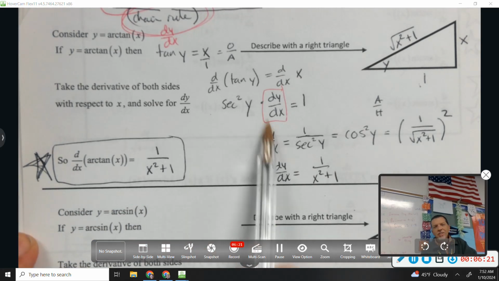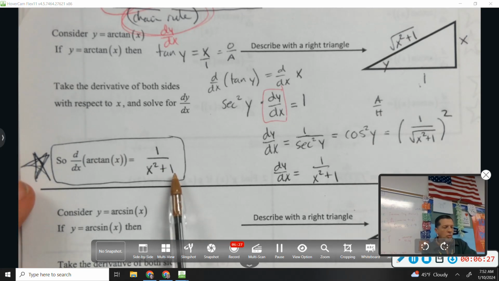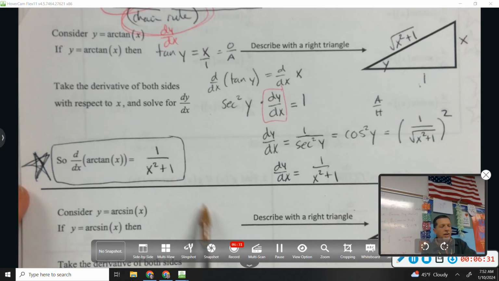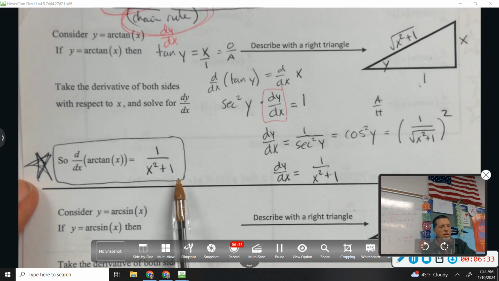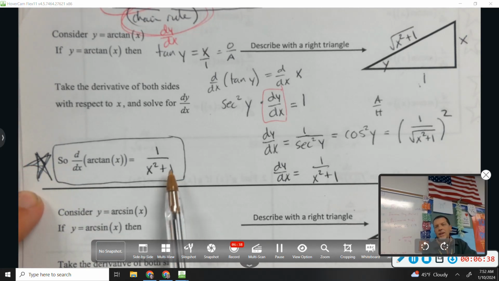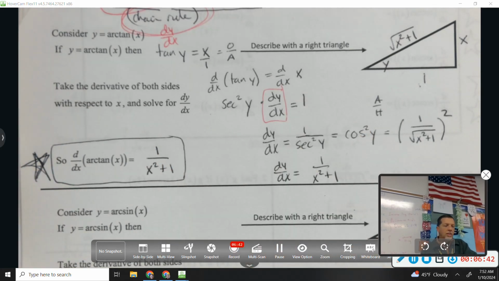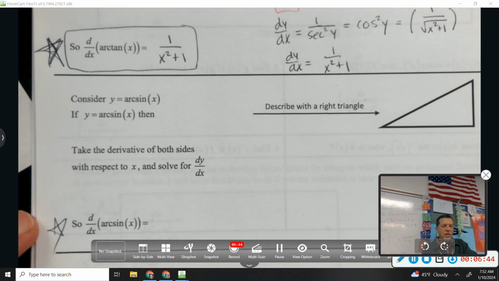You don't have to know how we get there, but you do have to know what the answer is. You do have to know we're going to add 3 new derivatives to your bank of derivatives here. So the derivative of arctan is 1 over x squared plus 1. Again, you have to know that. You don't have to know how to get there. The next two, it kind of follows the same thing.